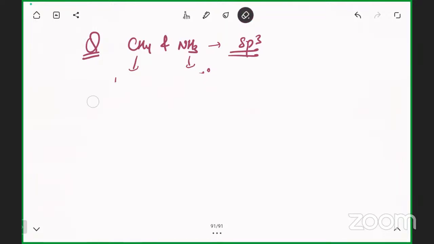Okay, let's start with a new topic, that is hydrogen bond. Probably you know this, hydrogen bonding. Okay, what is hydrogen bonding? No one knows.